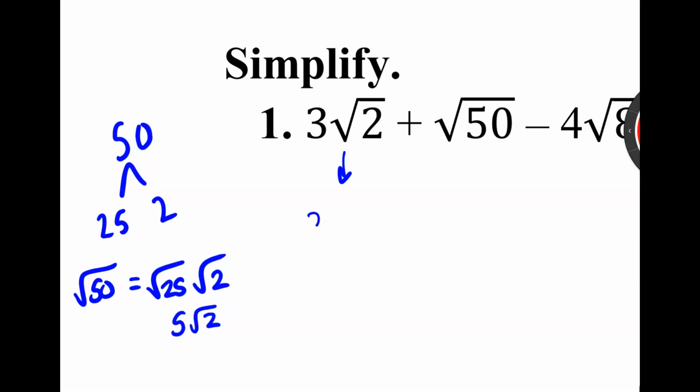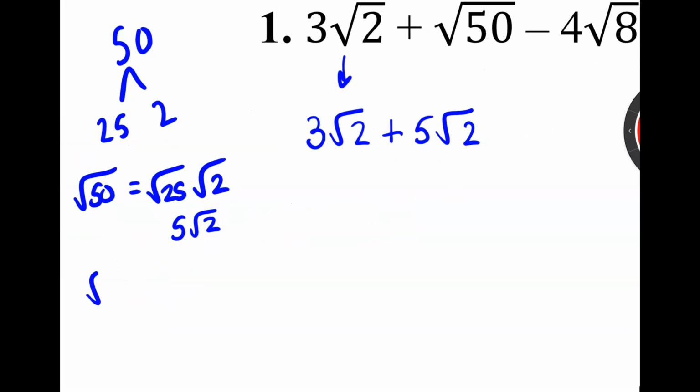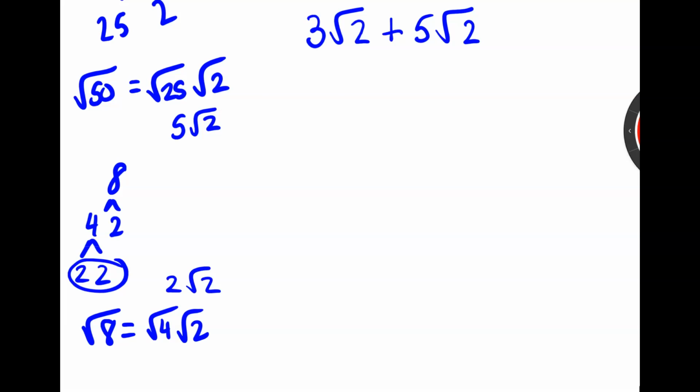Okay, so I have 3 root 2 plus 5 root 2, and then I have to deal with this root 8. So, rad 8. Let's see, 8 is 4 times 2. 4 is a perfect square. That's why I'm pausing there, because it's a perfect square. If you wanted to go further, you have 2 and 2. Since we have a square root, we're looking for anything that's repeated twice. So you could write rad 8 as square root 4 times square root 2, or you could just go straight to saying 2 root 2.